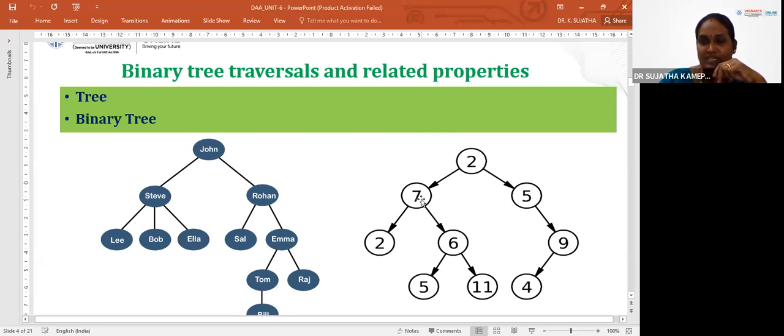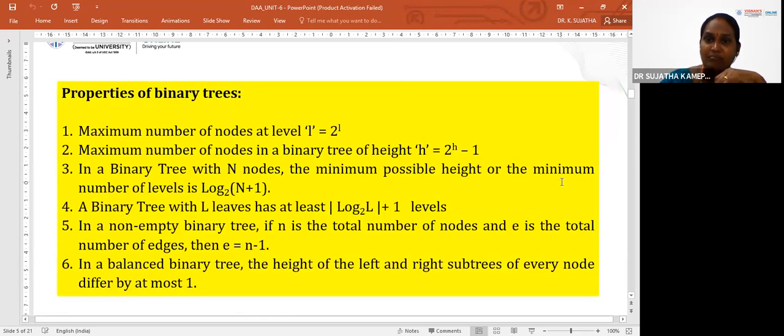2 is the root node. 7 and 5 are the two children of 2. 7 has two children, again 2 and 6. 6 has two children, 5 and 11. 5 has only one child, that is 9. 9 has only one child, 4. And all these, 2, 5, 11, and 4, have 0 children. That is, a binary tree has a maximum of 2 children. It may have 0, 1, or 2 children, not more than that. I hope you all understood what a tree and a binary tree are.